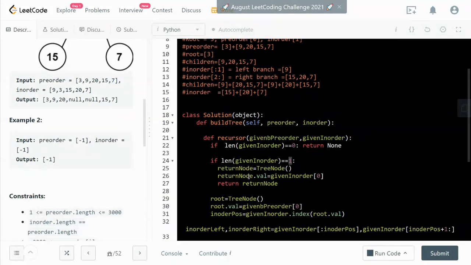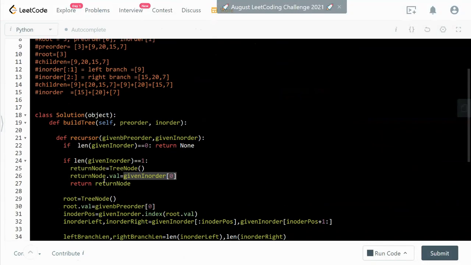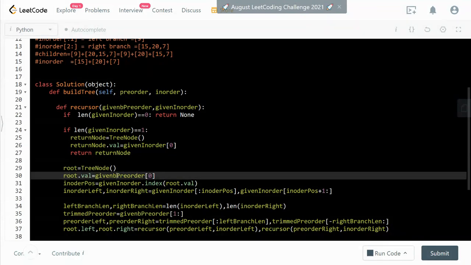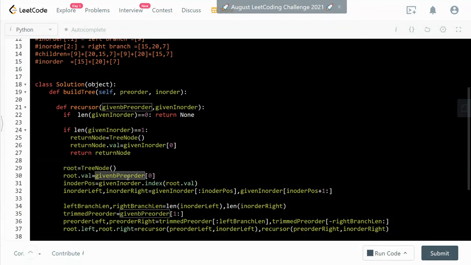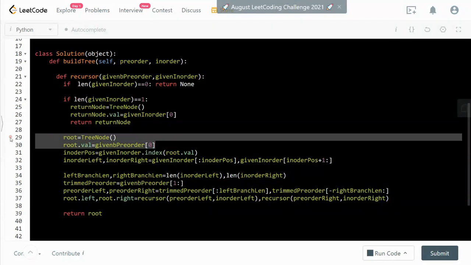So it's not this case, and then we only need to return one node, and the value is going to be exactly equal to that given single number. And then we will implement exactly what we just talked about. We construct a root node, and the value is equal to the first number in a given pre-order list. So basically, we are grabbing the pre-order list, grabbing the first number, and that will be the value for the root node. That's exactly that.